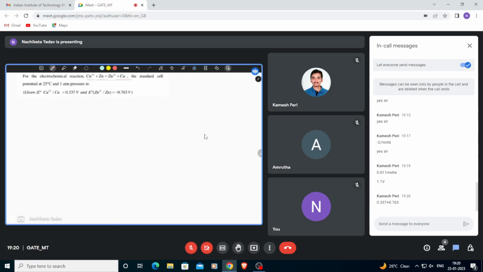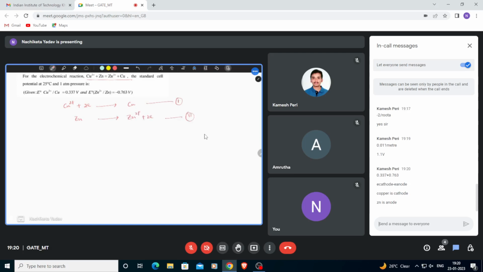See, this reaction we can write Cu 2 plus plus 2 electrons gives Cu. This is the half reaction, we can say. And likewise for zinc we can write zinc forming zinc 2 plus plus 2 electrons.